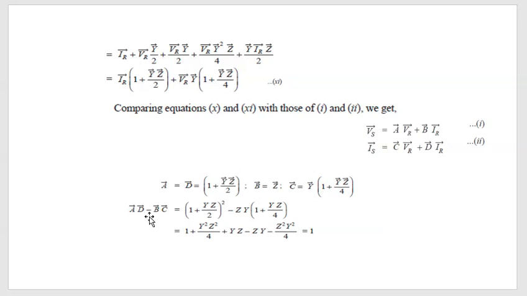and the next thing is AD minus BC is equal to 1. Hence our both properties have been verified, which were A will be equal to D and AD minus BC will be equal to 1.